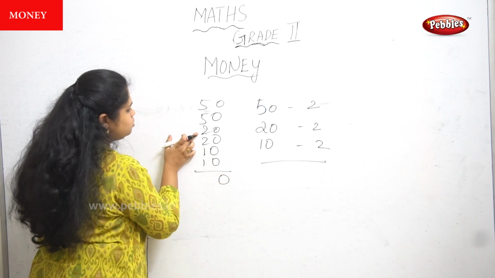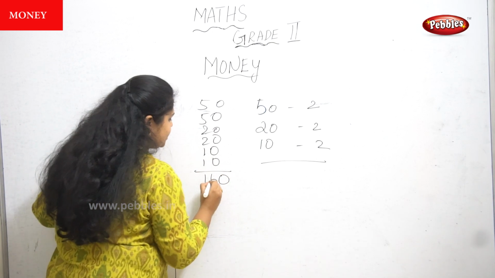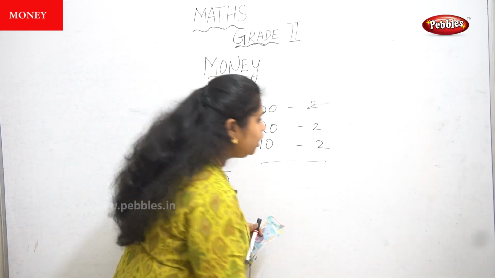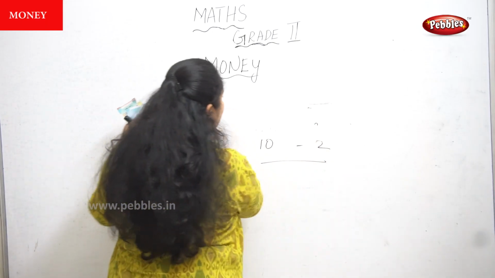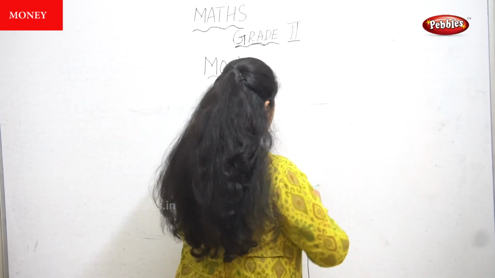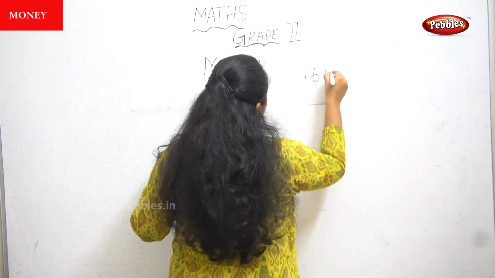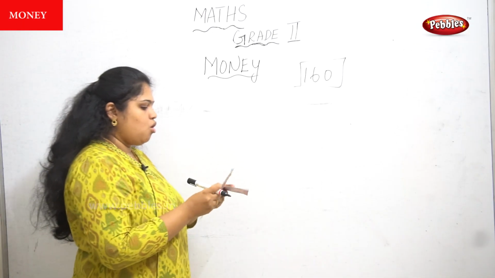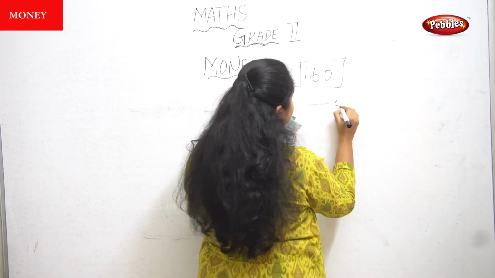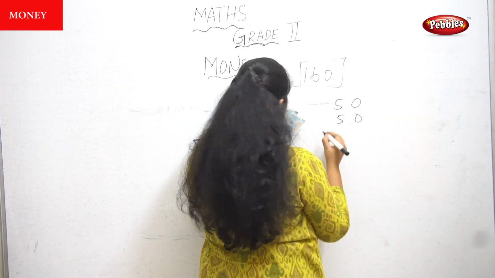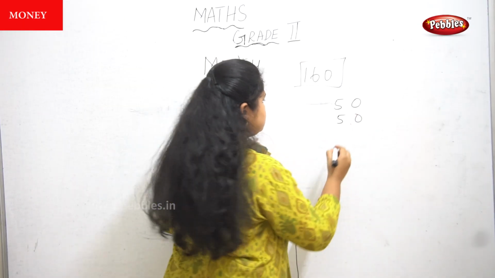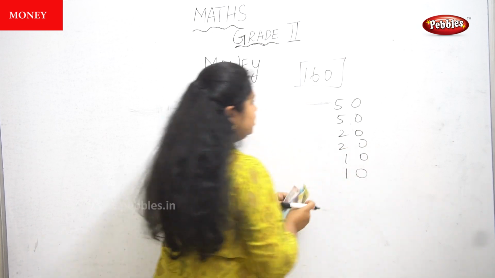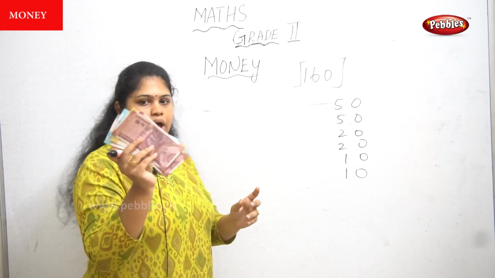Totally 100, 120, 140, 160. You have 160 rupees in your hand. How much do you have in your hand? 160 rupees. So I am just putting the overall price here. 160 rupees totally you have. So how much rupees? 50 rupees, 20 rupees, 10 rupees. So these are the amounts you have in your hand.